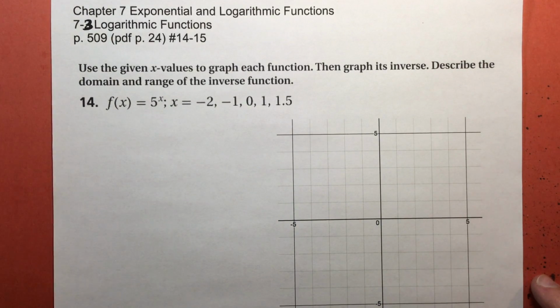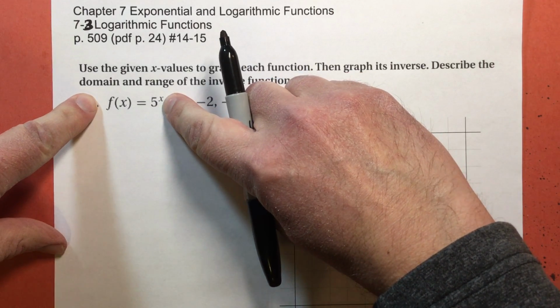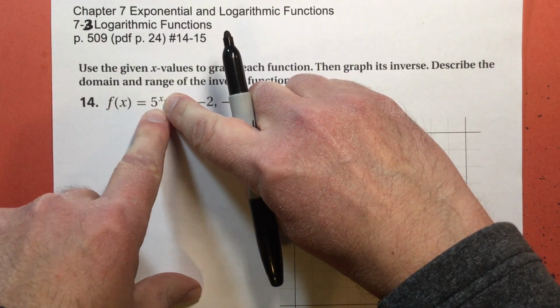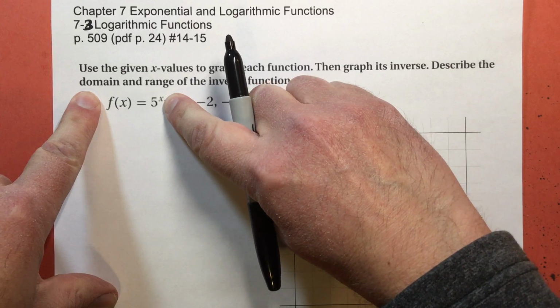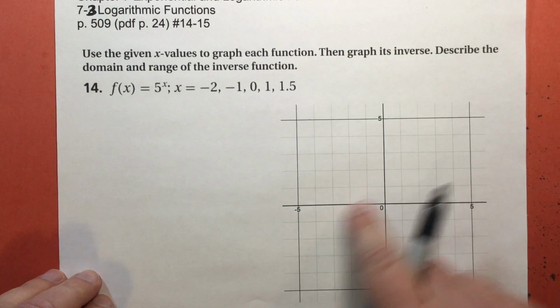We're going to do problems 14 and 15. For these problems, we are going to sketch a graph of an exponential function, which is this one. We'll start by making a table, and this one's easy, 5 to the x power. We know about the powers of 5. We've got that. Then we are going to find the inverse of that function by switching the x and y's. And then we're going to graph everything.